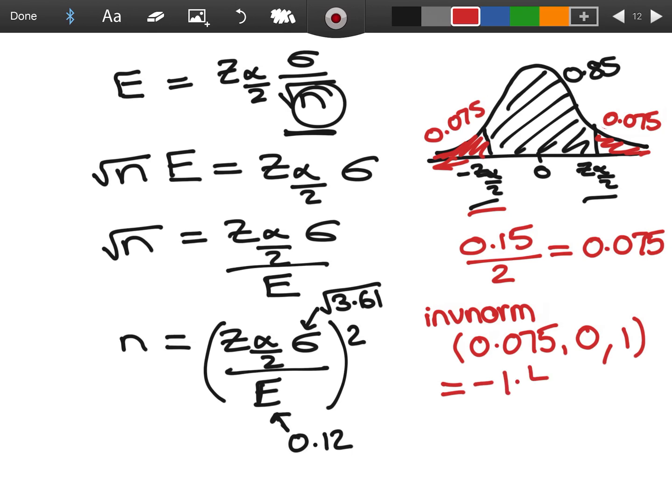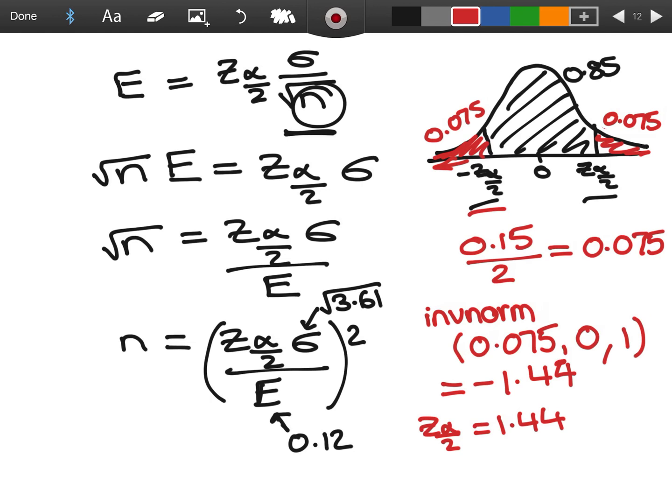I'm looking at z values, mean of 0, standard deviation of 1. If I do that, I get negative 1.44 basically. So that is negative z of alpha over 2. So z alpha over 2 is just 1.44.